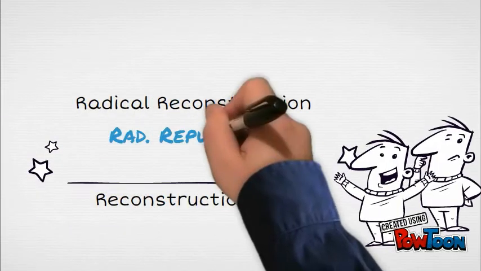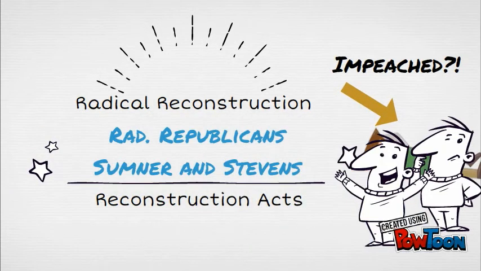Reconstruction was heavily debated in Congress as well, and the radical Reconstructionists, led by Sumner and Stevens, had different ideas on how they should deal with the South. They wanted to severely punish them, establish a Freedmen's Bureau, push further civil rights acts, and more amendments to protect the rights of newly freed.